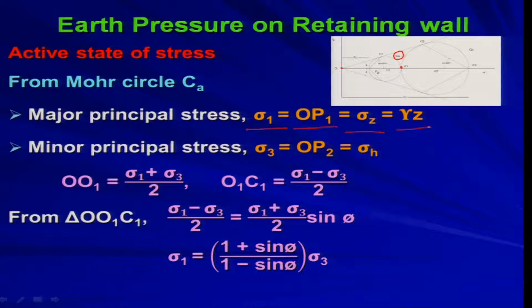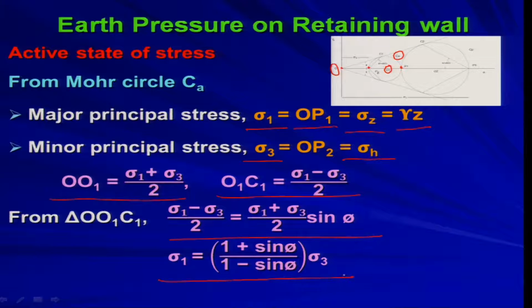Now, what is the minor principal stress? The minor principal stress is sigma 3, which is OP2. So OP2 is sigma h, which needs to be determined; sigma h is your active pressure. What is OO1? That is the distance between the center of the Mohr circle, O1, and the origin. So OO1 is sigma 1 plus sigma 3 by 2. I do not think I need to explain this in more detail, because we have already explained enough in the chapter on shear strength. Similarly, O1C1 is the radius, which is sigma 1 minus sigma 3 by 2. So from triangle O1C1 we get this relation.